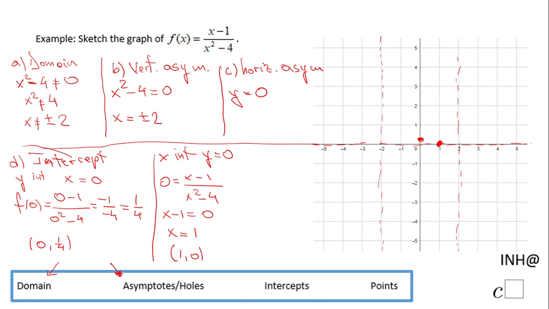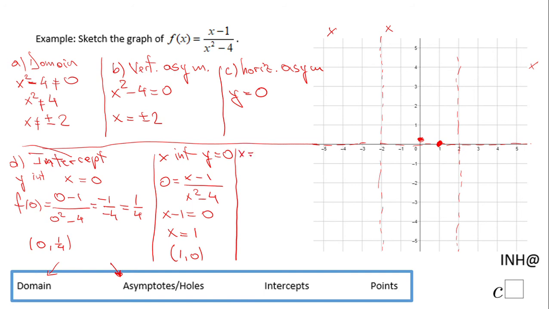Okay, and now we go to the last part, where we're going to need some points to see how the graph is going to look like. And if you notice, we have three areas: number less than negative 2, number between negative 2 and positive 2, and number greater than 2.